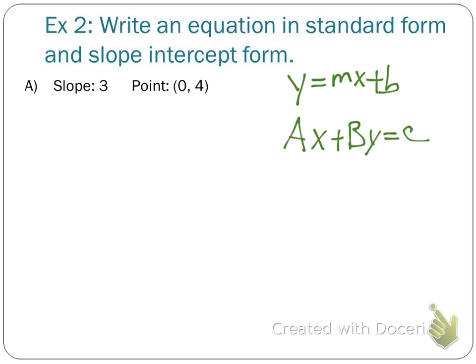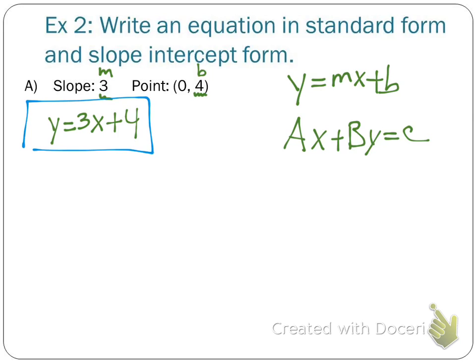Slope-intercept form, because this is my m, it's the slope. Do you see how this point is 0, 4? So that's my b. So I can write it in slope-intercept form right now. It's y = 3x plus 4. Everyone see where that came from? Okay. So that's one of my answers. That's slope-intercept form.